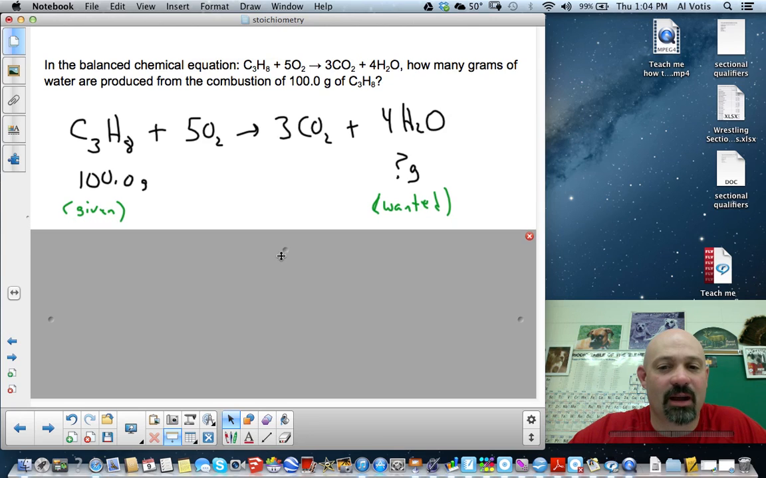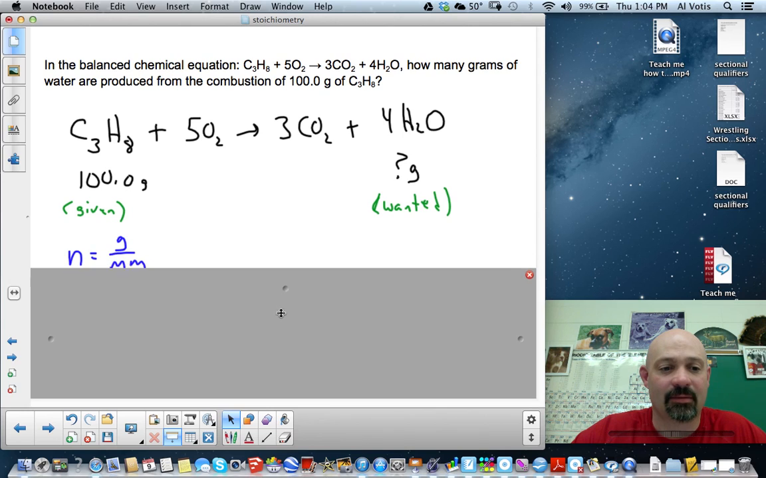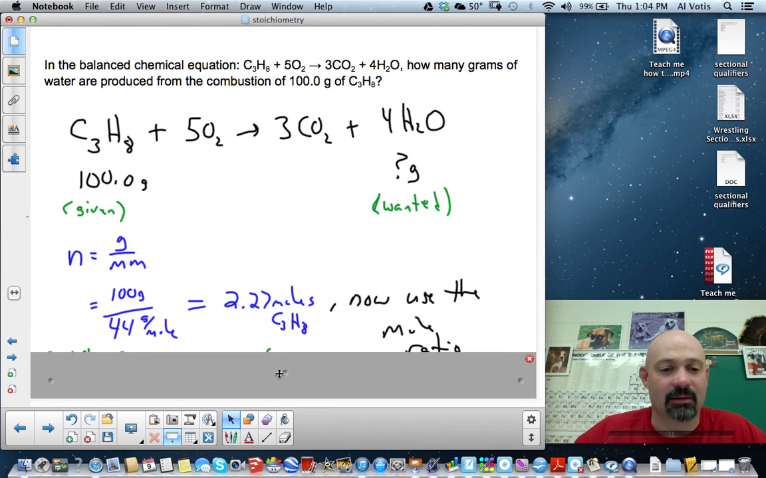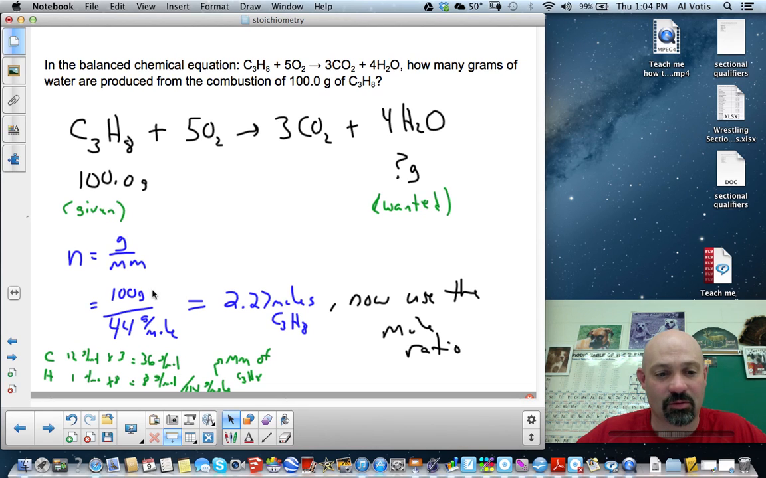So again, the 100.0 grams is what I'm given, and I'm looking for how many grams of water. Now we can't compare grams, okay? Because when I look at my balanced chemical equation, those numbers in there are telling me how many atoms or molecules we have, or how many moles. But if I have grams of propane, I can find out how many moles I have. Moles is grams divided by molar mass. So that would be 100 grams divided by the molar mass of propane, which we find by taking your element carbon, 12 times 3 is 36, H is 1 times 8 is 8, and add them together to get 44. So 100 divided by 44 is 2.27 moles of propane.